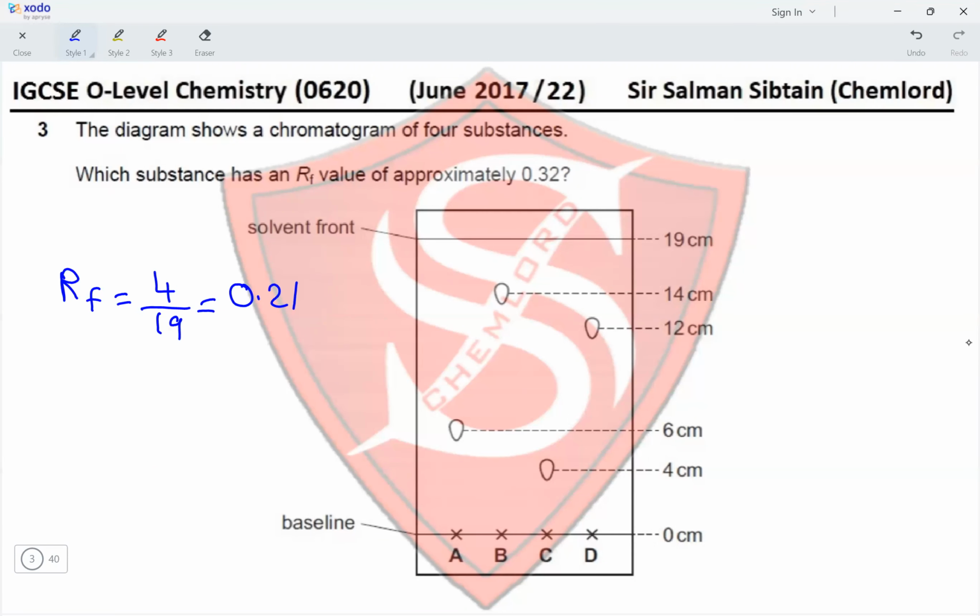Let's move on. The next one is spot A. For spot A, the numerator would be 6 and the denominator would be 19. This gives us a value of 0.32, which is the spot that the question is looking for. Therefore, the correct answer is option A. However, we are not going to look at the values for spots B and D because, since this is a numerical question and we have obtained the correct answer here, the RF values for spots B and D would definitely be greater than 0.32 and they are not the correct answers. Therefore, option A is the correct option for this question.